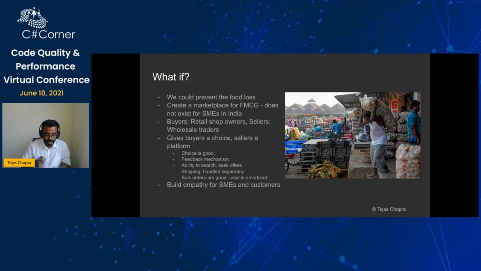So typically, when you open up Amazon or any other app, you can search for products, look at different offers, create a cart with a bunch of stuff, and then get the amortized cost of shipment. So that's what we wanted to bring to this sector. And finally, we wanted to build empathy for customers. And I'll expand on this point a bit in the next slide.